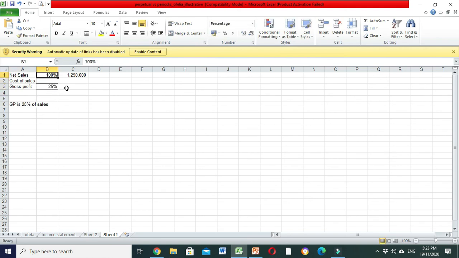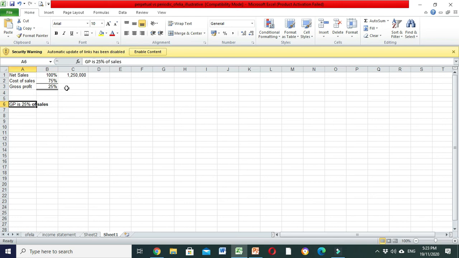So if sales is 100% and gross profit is 25%, pila di ay si net sales? Pila di ay si cost of sales? I repeat that. If net sales is 100% and gross profit is 25%, pila di ay si cost of sales? Cost of sales must have been 75%. Ano 75% man? Well, 100 minus 75 equals 25. Namo man na iyahang formula.